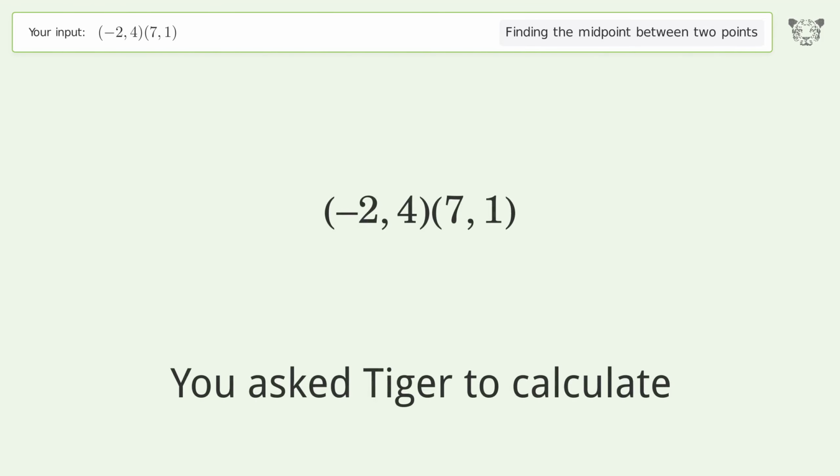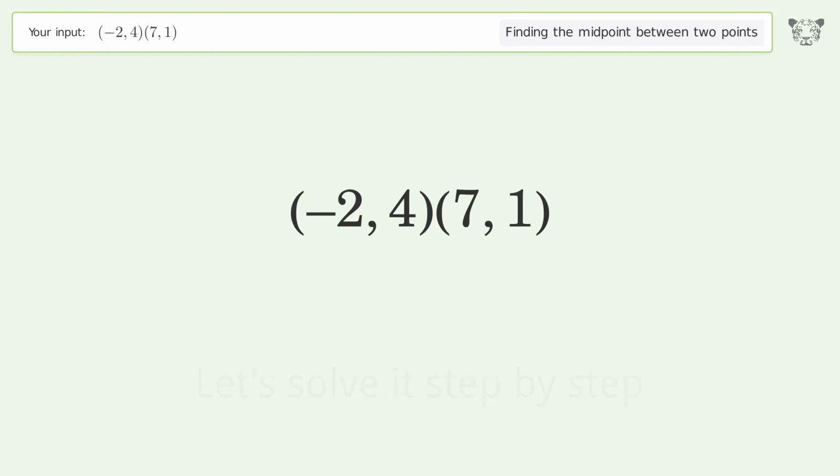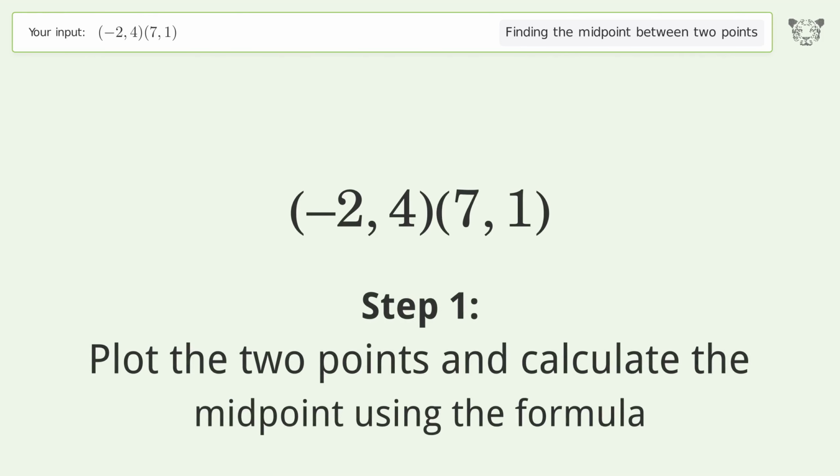You ask Tiger to calculate. This deals with finding the midpoint between 2 points. The midpoint between the 2 points is 2.5, 2.5. Let's solve it step by step. Plot the 2 points and calculate the midpoint using the formula.